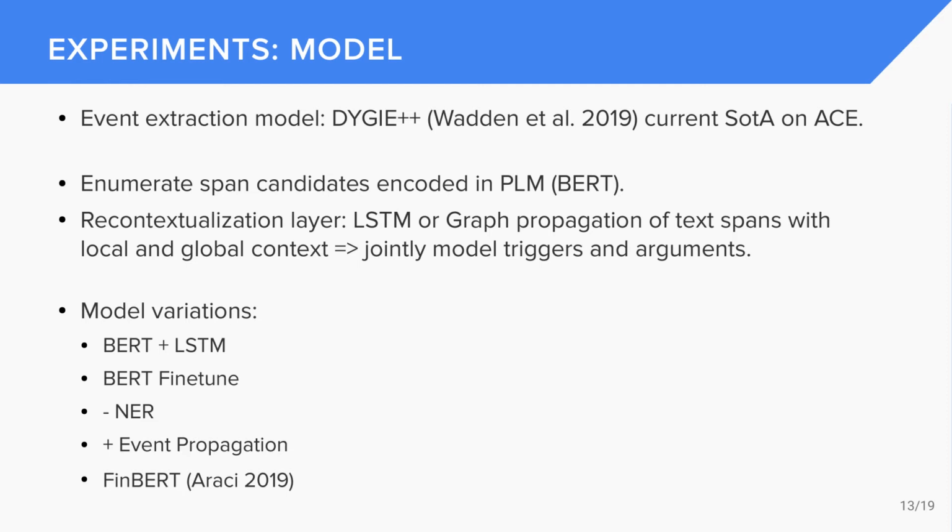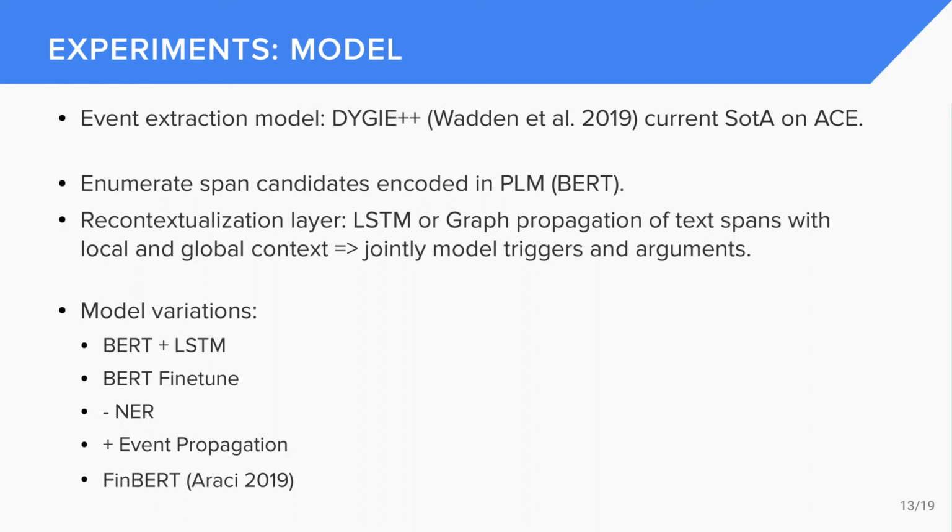Trigger nodes pass messages to the argument candidates, updating those argument embedded representations, and arguments pass update messages to their probable triggers. Without this graph propagation mechanism, the embeddings are recontextualized by a bidirectional LSTM. The contextualized representations are input into a final two-layer feed-forward neural net for each classification subtask.